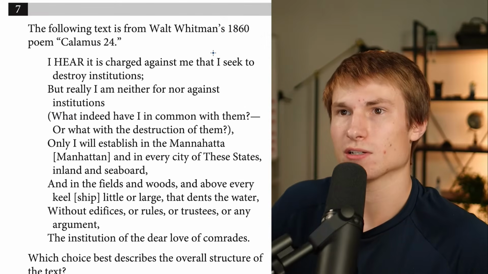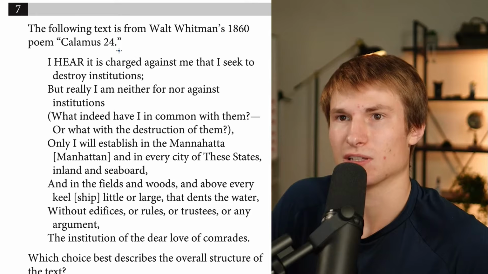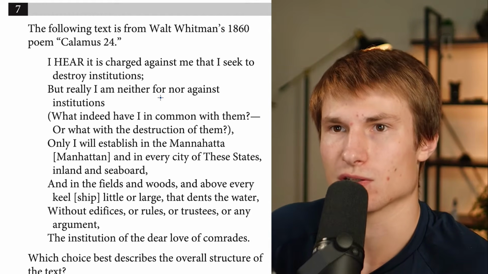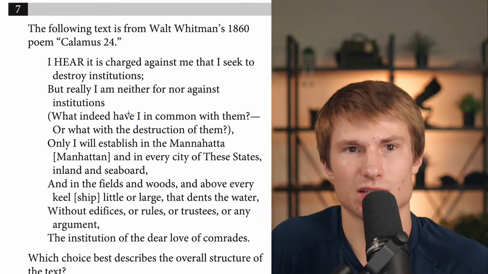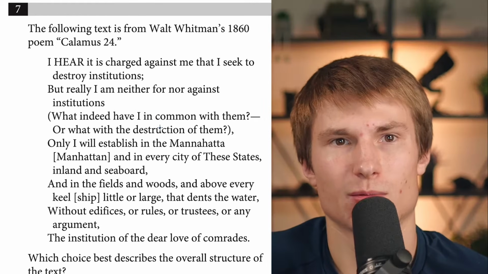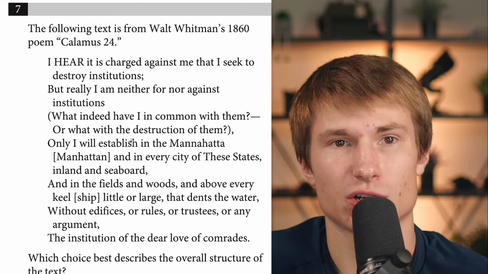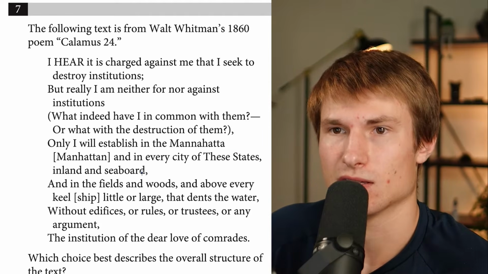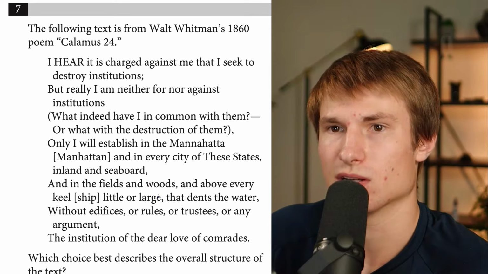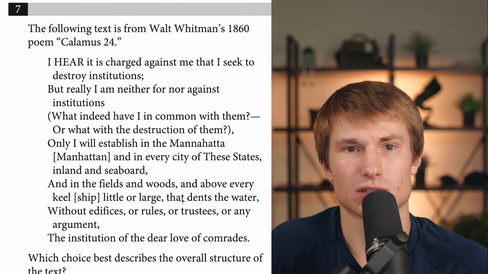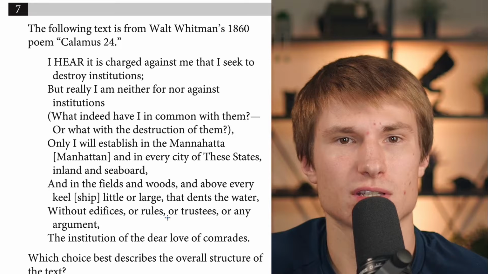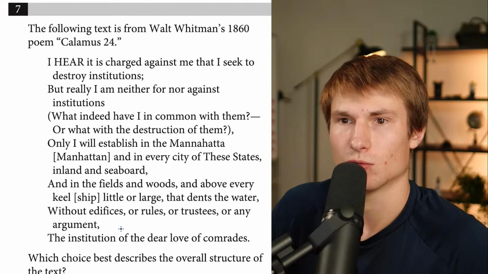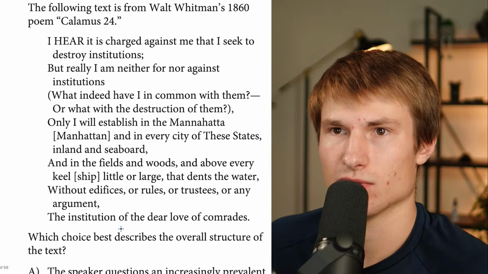Question 7. The following text is from Walt Whitman's 1860 poem, Calamus 24. I hear it is charged against me that I seek to destroy institutions, but really I am neither for nor against institutions. What indeed have I in common with them, or what with the destruction of them? Only I will establish in the Manhattan and in every city of these states, inland and seaboard, and in the fields and woods, and above every keel, ship, little or large, that dents the water, without edifices or rules or trustees or any argument, the institution of the dear love of comrades. Which choice best describes the overall structure of the text?